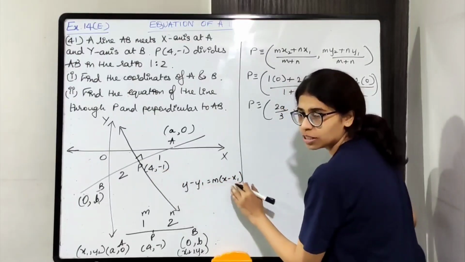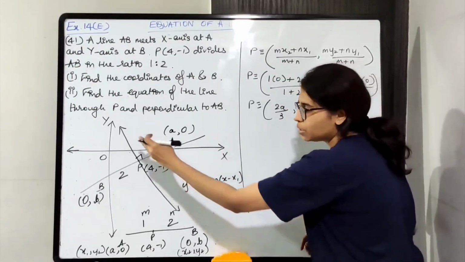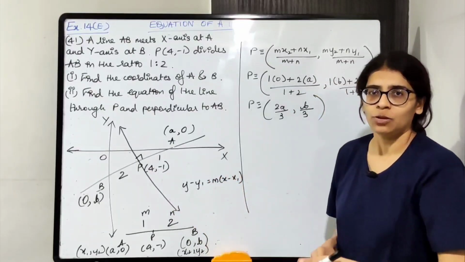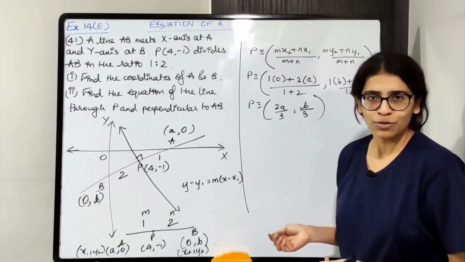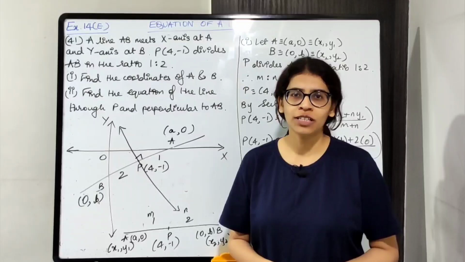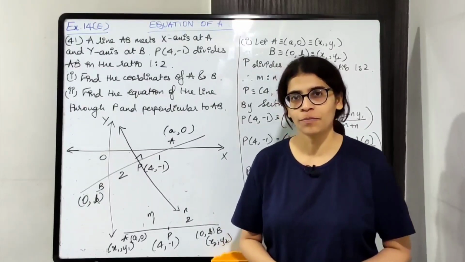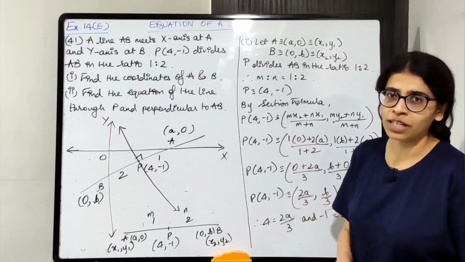x1, y1 will be the coordinates of P. M will be the slope. Put the values, you will get the equation. Okay, so let us solve now. First, we'll find the coordinates of A and B using section formula. So there are a few statements that you have to write down.